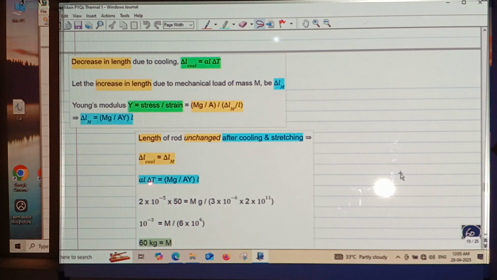will cancel, L and L will cancel, delta T is 50, mass we have to find out, G is 10, area is 3 into 10 to the minus 6, Young's modulus is 2 into 10 to the 11 in SI units. So simply you get the mass M as 60 kg.